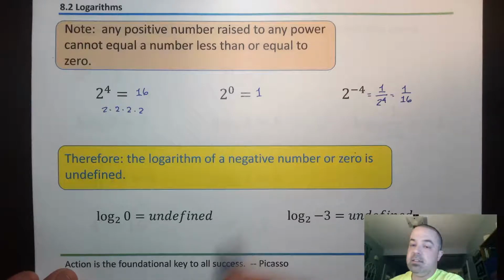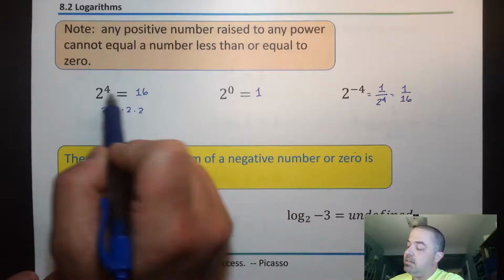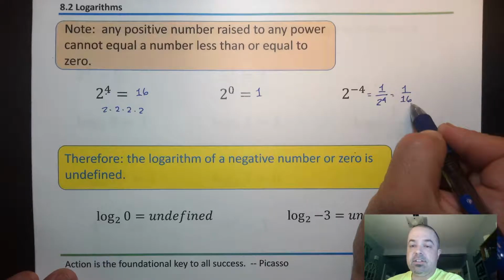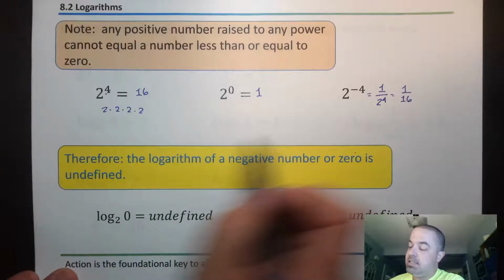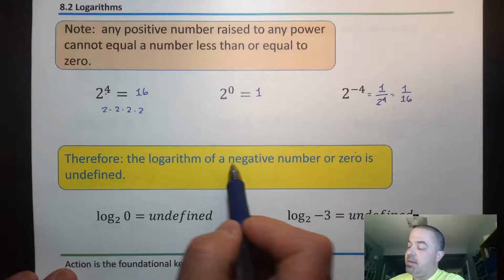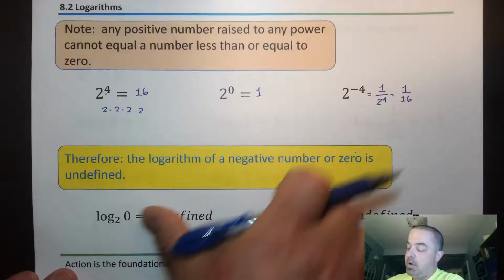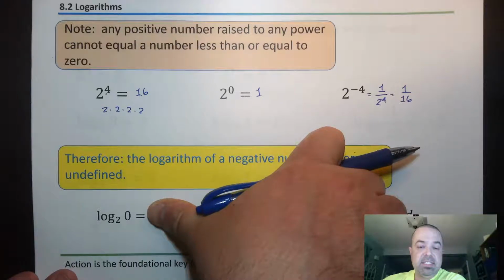So you can see that even though I've gone down to the negative numbers here, from 4 to 0 to negative 4, this number is still going to be greater than 0. And that will always be the case. Now that's really helpful because that means this is true: the logarithm of a negative number, or 0, is undefined. It doesn't exist. So if I have a problem that looks like log base 2 of 0, in other words, remember the question, what exponent of 2 gives me 0? The answer is undefined.